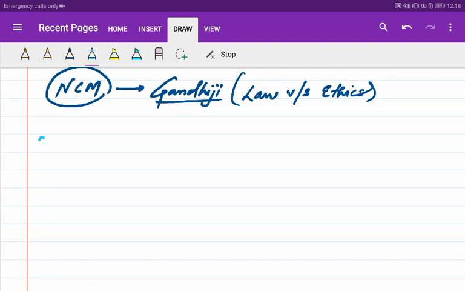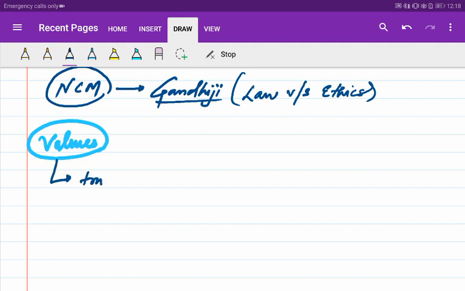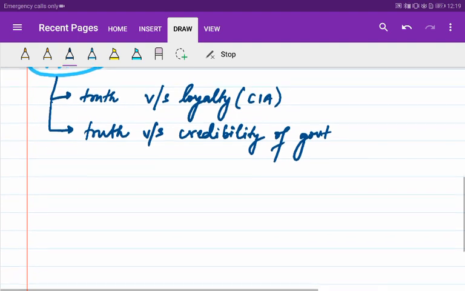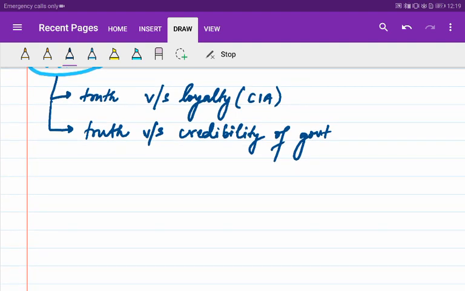Now we have to look at the values at conflict, which was asked in the question. So the values at conflict in this scenario are truth to the public versus loyalty to the government or CIA. Similarly, you have truth versus credibility of the government, because if he comes out in the open and tells that the government is using the data of the people in order to snoop or have surveillance over the people, it might lead to a decrease in the credibility of the government.